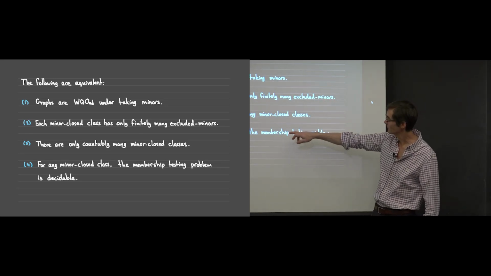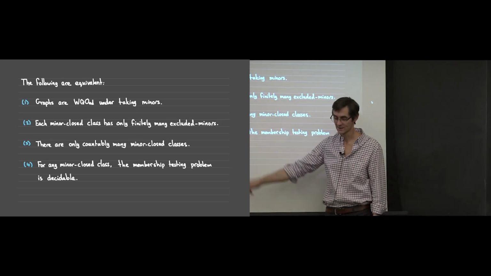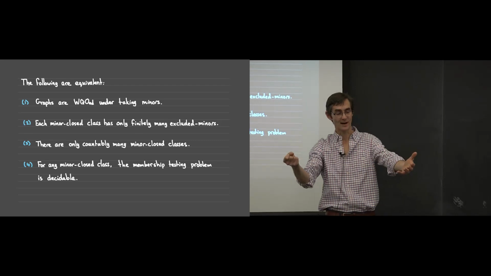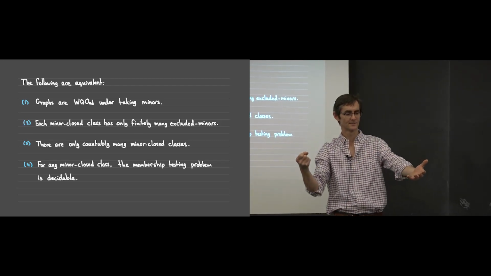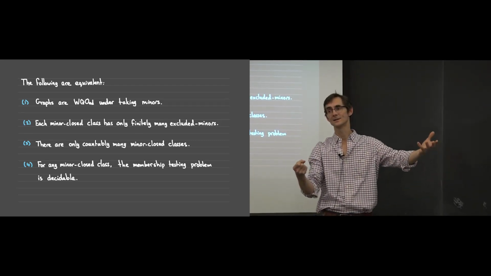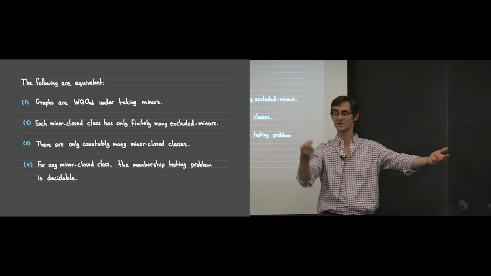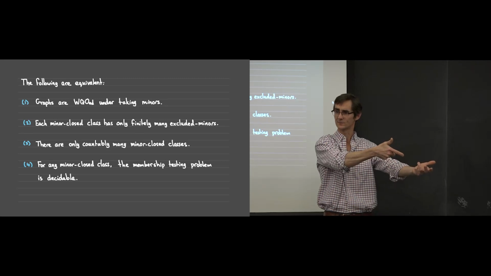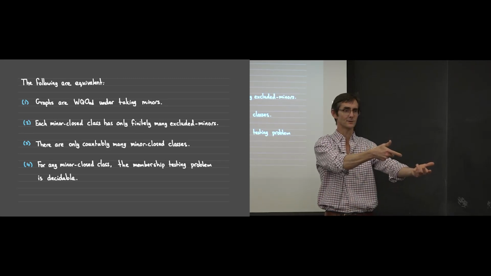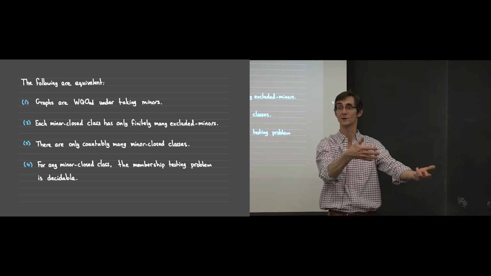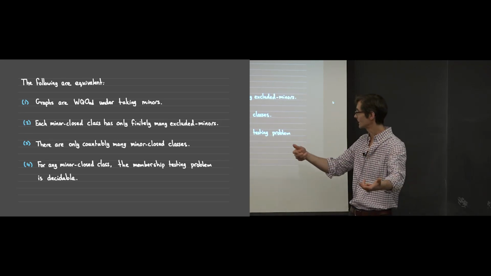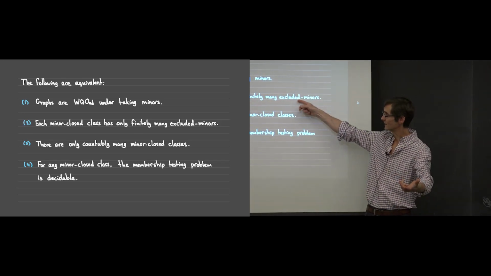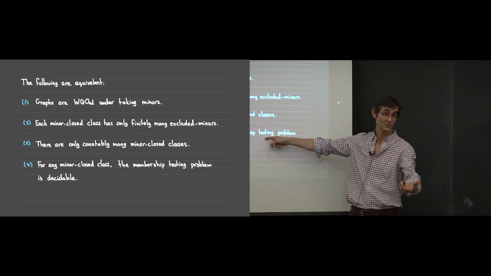If I want to test membership of a minor closed class, I've got my favorite minor closed class and this graph, and I want to know whether it belongs to that class. This class is described by a finite list of minors, so I just generate all the minors of this and see if they contain one of those. I'm not saying I can do it efficiently, I'm just saying I can do it. And so clearly, if I know there's only finitely many excluded minors, I can decide membership trivially.